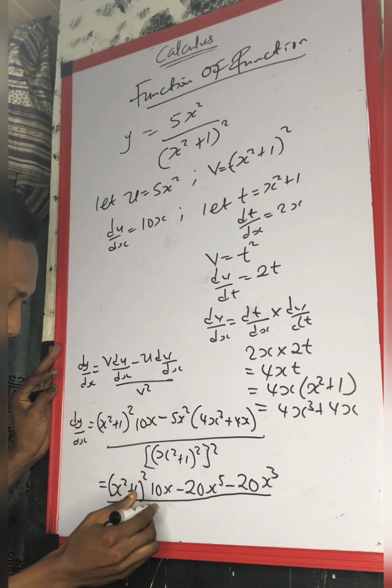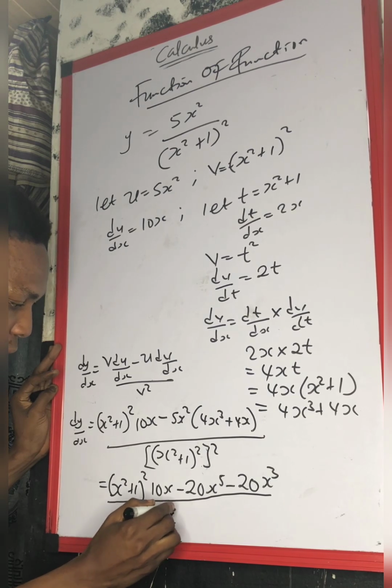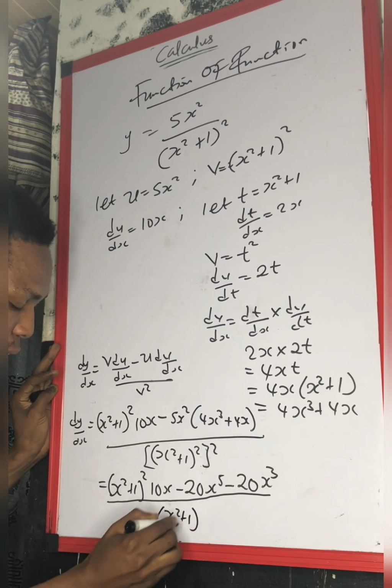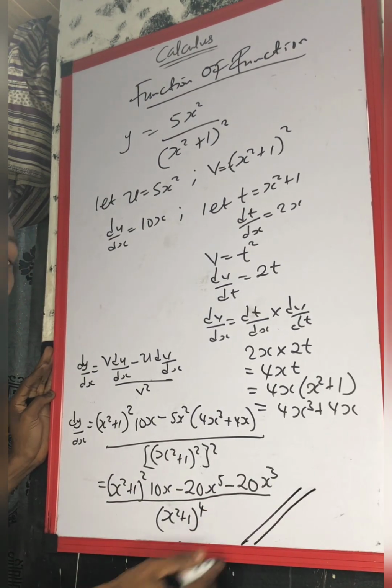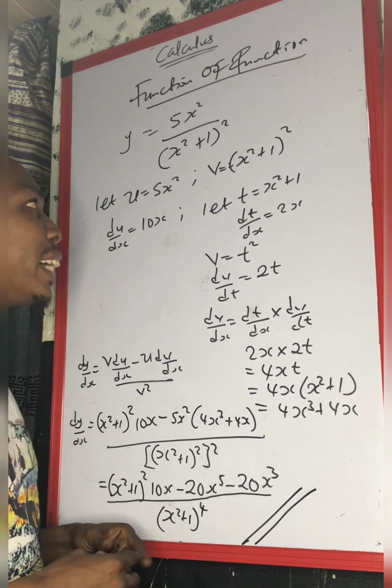And in the denominator we have what? s squared plus 1, then raised to the power of what? 4. 2 times 2 will give us 4. So this is your final answer. All right, thank you.